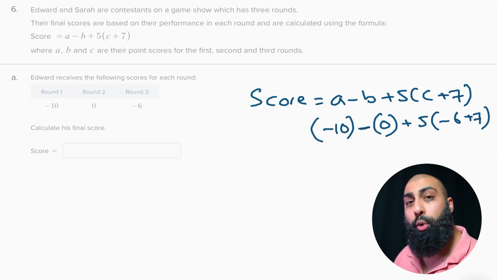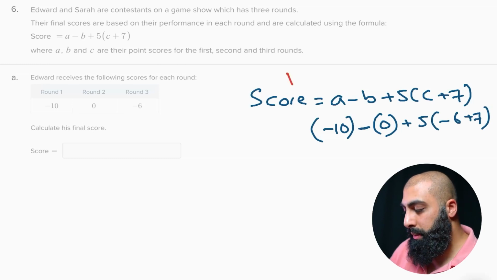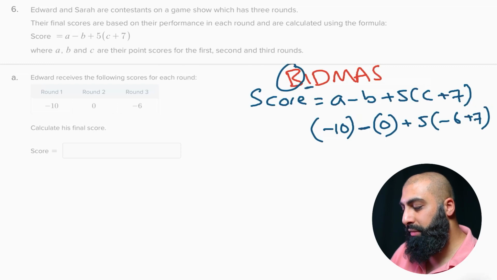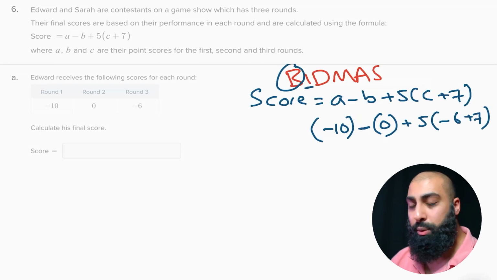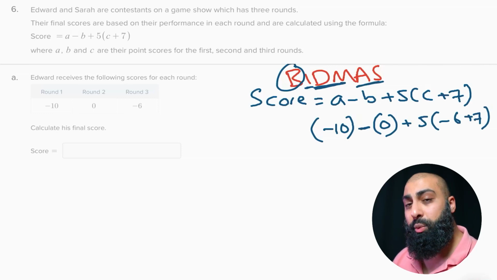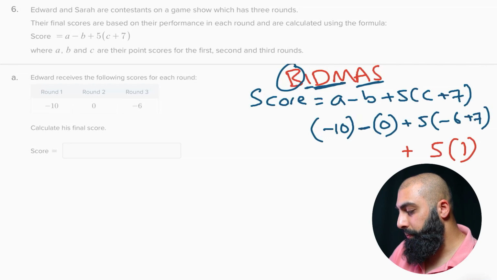Okay, very good point here to mention BIDMAS or PEMDAS or BODMAS. Okay, BIDMAS. And all this is from left to right. We need to do our brackets first. Then if we have any index powers, and then multiplication, division, and then addition and subtraction, okay, from left to right. So let's have a look. Do we have any brackets? Yes, we do. We have minus 6 plus 7. So minus 6 plus 7 is 1. Okay, I'm just going to write all of this out again.